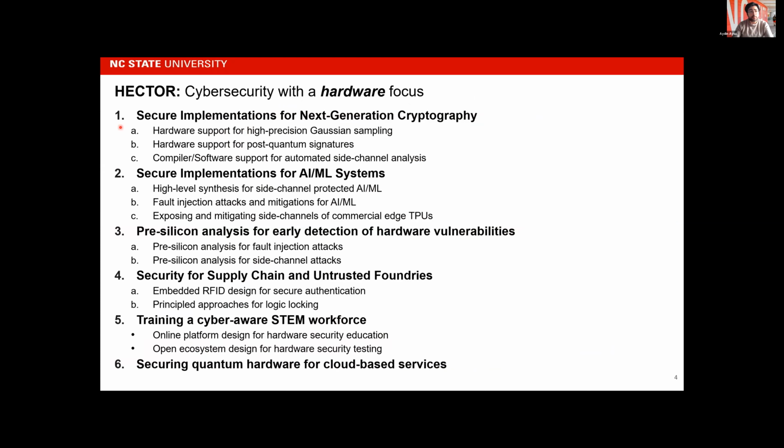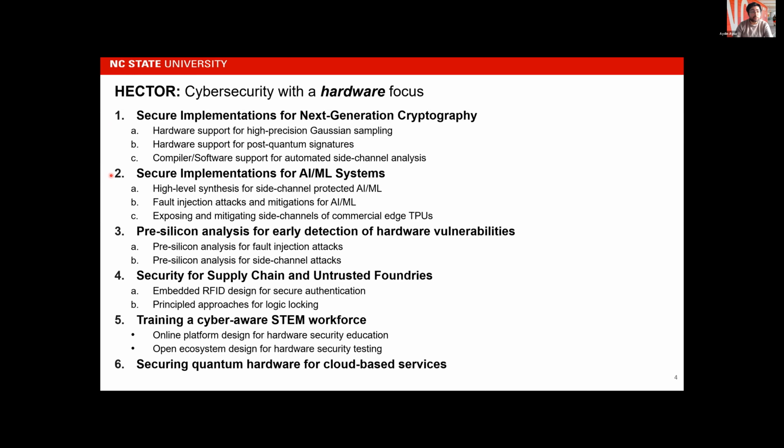The first thrust, which is on secure implementation for emerging crypto, is about building custom accelerated units and architectural support for emerging crypto, which includes homomorphic encryption, for example, and post-quantum crypto. And there I do see a lot of efforts, including ours, that can use AI to, for example, counter side channel attacks and fault injection attacks, among other things.